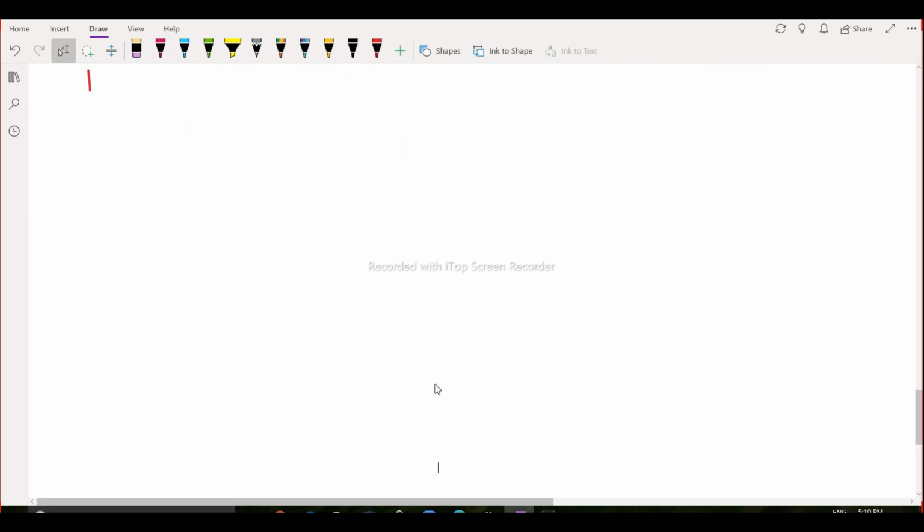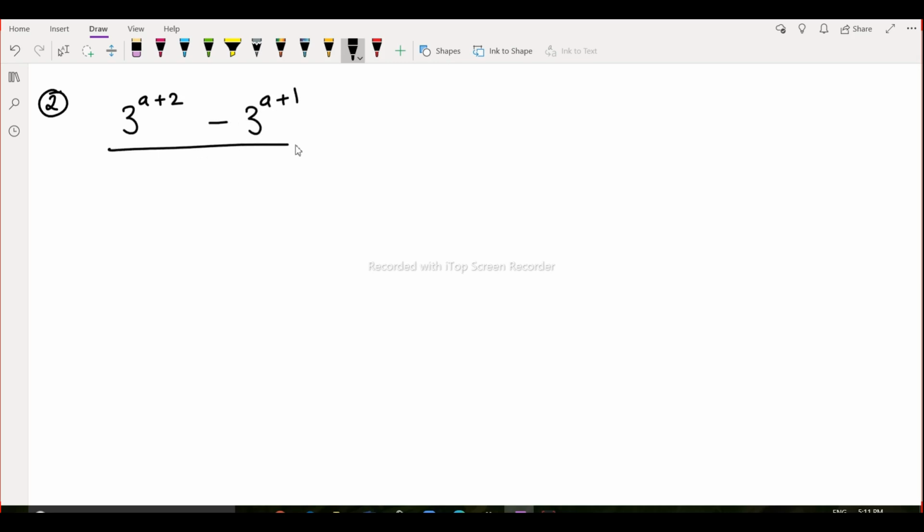So simple use of concepts of indices and we can get the answer. Let's try one more question. Let's say the question is 3 raised to a plus 2 minus 3 raised to a plus 1, upon 4 into 3 raised to a minus 3 raised to a.